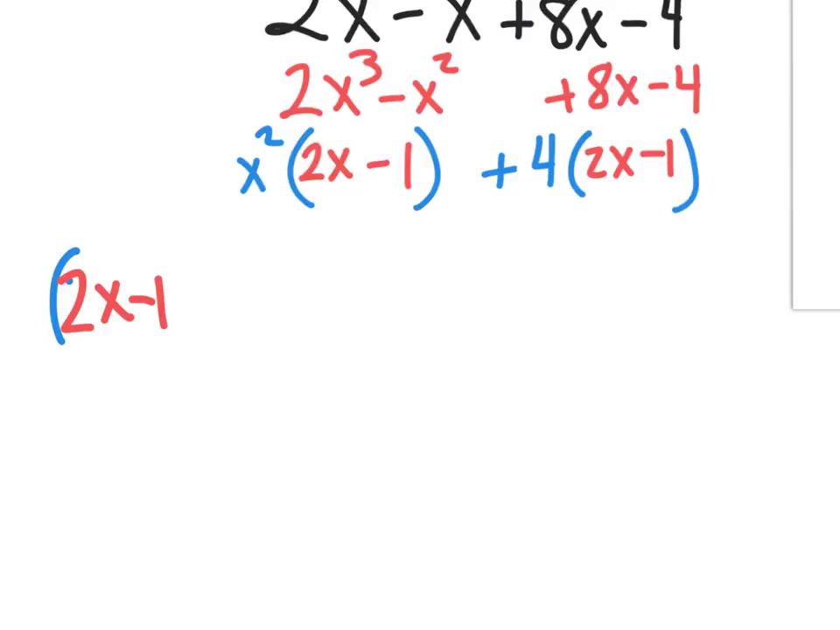I'm going to pull it out. And what's going to be left on the inside of my parentheses, this x squared. If I pull out the 2x minus 1, the x squared is going to be left. So I bring down x squared. If I pull out the 2x minus 1 right here, what's going to be left? Just the plus 4.